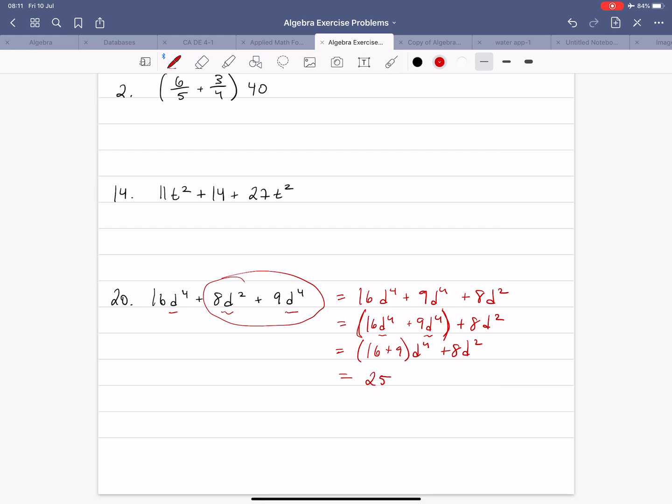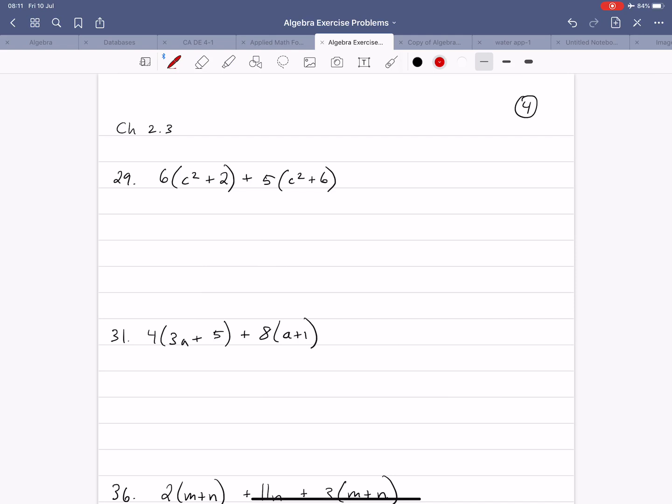And that's going to be 25d to the fourth plus 8d squared, where I'm applying the substitution principle, right? 16 plus 9 is the same as 25. So when I substitute in the 25 for 16 plus 9, it's the substitution principle. And that's as simplified as we can get. That's the final answer. All right.